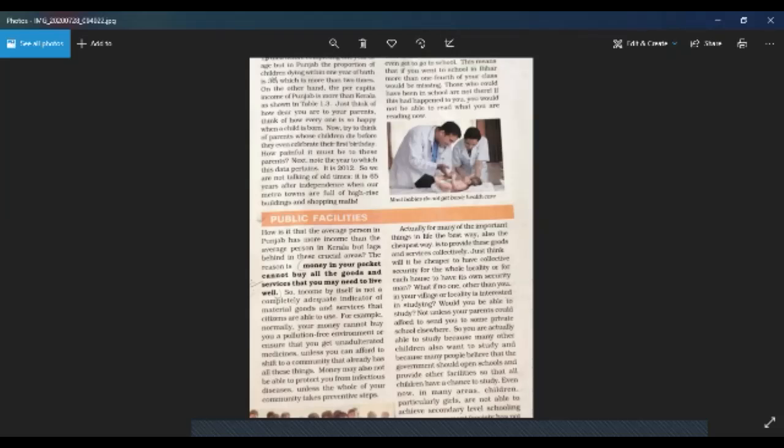Actually, for many important things in life, the best way, also the cheapest way, is to provide those goods and services collectively. We should produce goods and services collectively, thinking that it will be cheaper to have collective security for the whole locality. And the good should be unadulterated. Why? Because it is good for the whole society, for the whole locality or for the whole country, right? So that is also important.